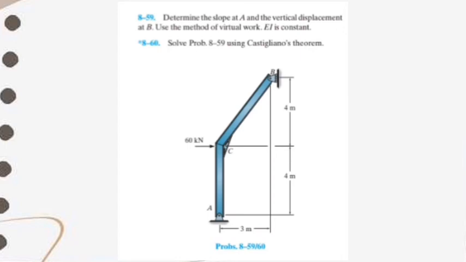Problem 8.59. Determine the slope at A and the vertical displacement at B. Use the method of virtual work, EI is constant. As we can see, we have the FBD of problem 8.59.